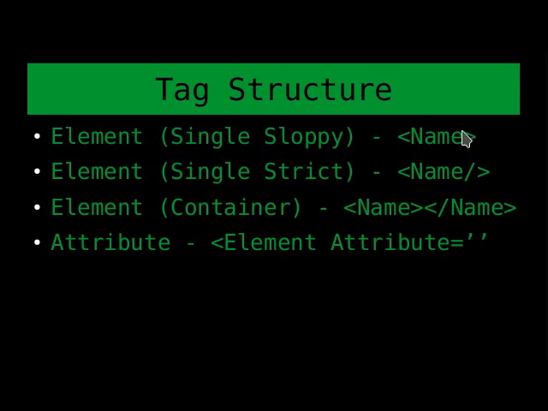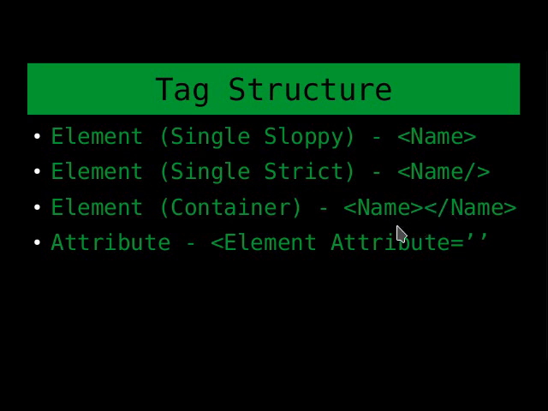But that's single sloppy, and then single strict. This is if you're dealing with XML or XHTML. Every tag has to be closed, because XHTML is going to first look at it as an XML document, and then it will take that XML document and try and look at it as HTML. In this case here, we're also looking at a container, so inner text would be right in between the two tags. When I mentioned the inner text before, that's what I'm talking about.